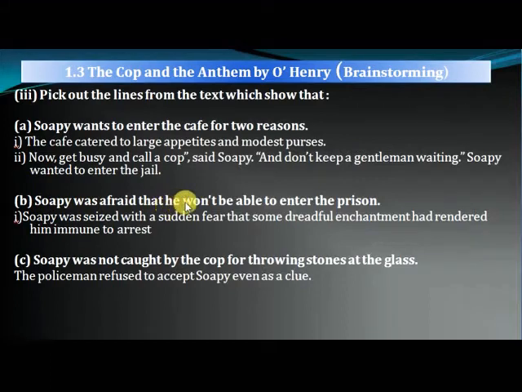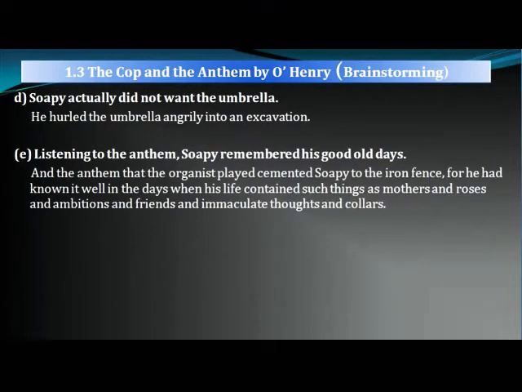Sophie was afraid that he would not be able to enter the prison. The sentence from the book is, "Sophie was seized with a sudden fear that some dreadful enchantment had rendered him immune to arrest." Sophie was not caught by the cop for throwing stones at the glass. The policeman refused to accept Sophie even as a clue. The next one, Sophie actually did not want the umbrella. He hurled the umbrella angrily into an excavation. The last one is listening to the anthem.